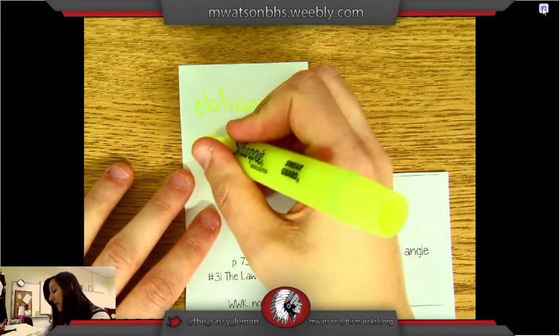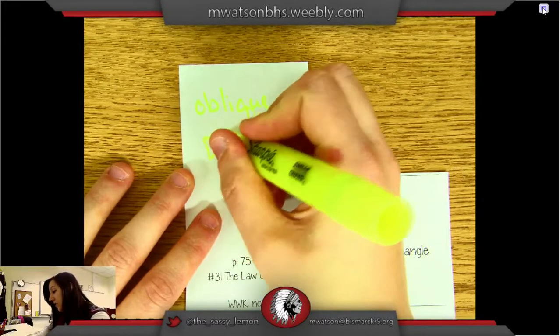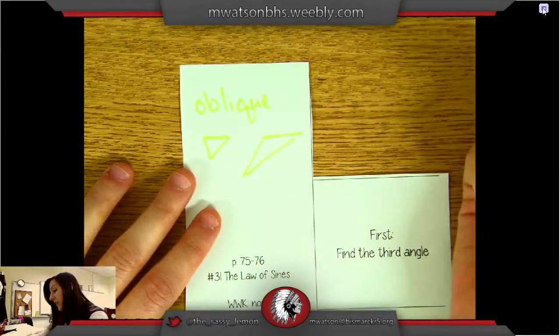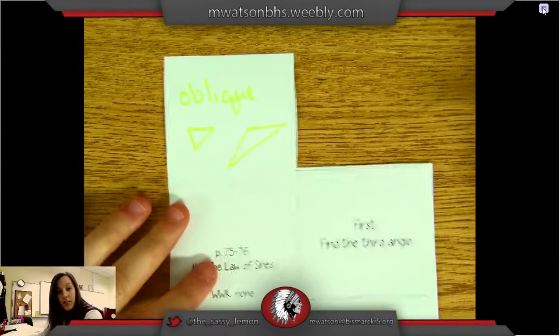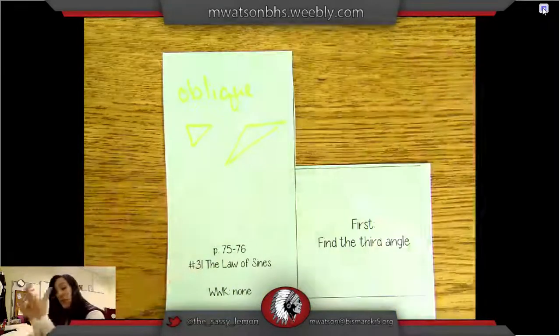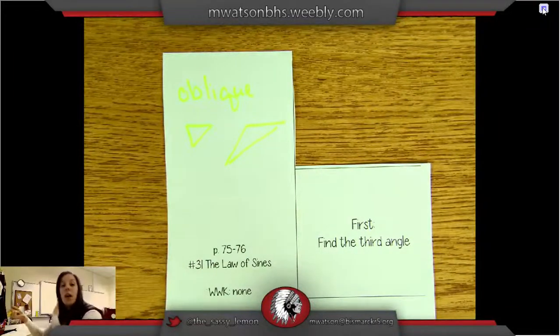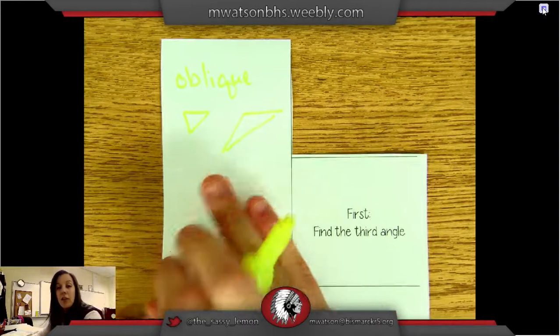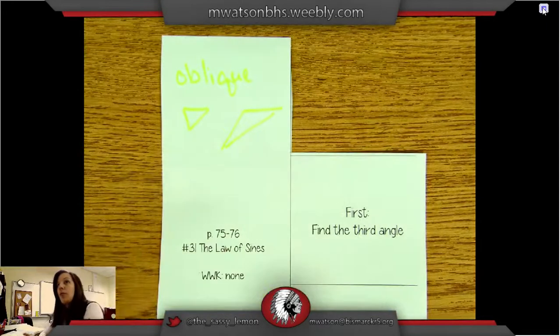So it can be acute or it can be obtuse. It's just not right. So this is a name that encompasses both acute and obtuse triangles. It's called oblique. So we're going to be talking all about oblique triangles and how do you find missing sides inside of an oblique triangle?